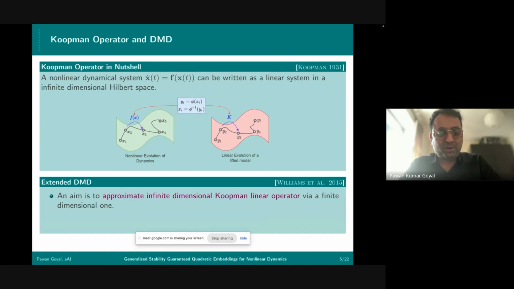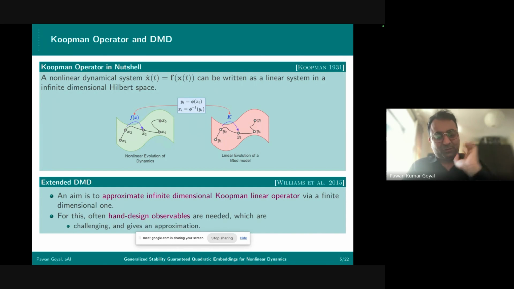And there is a lot of work going on nowadays on how to approximate this infinite dimensional Koopman operator by a finite dimensional one, so that we can do all the computations very efficiently. And that leads to the notion of extended DMD. That means that we try to make some observables which will approximate this infinite dimensional operator as a finite dimensional linear operator.